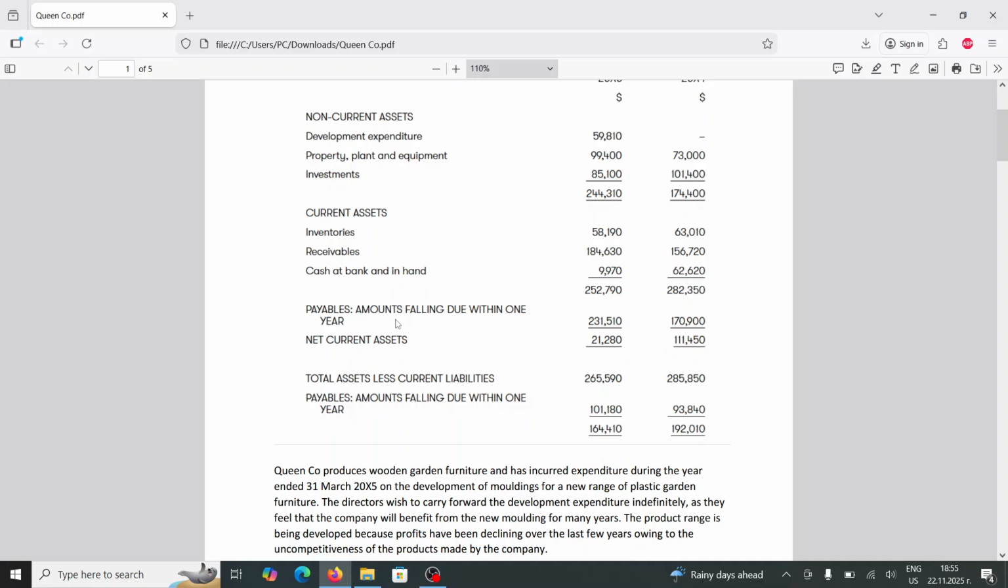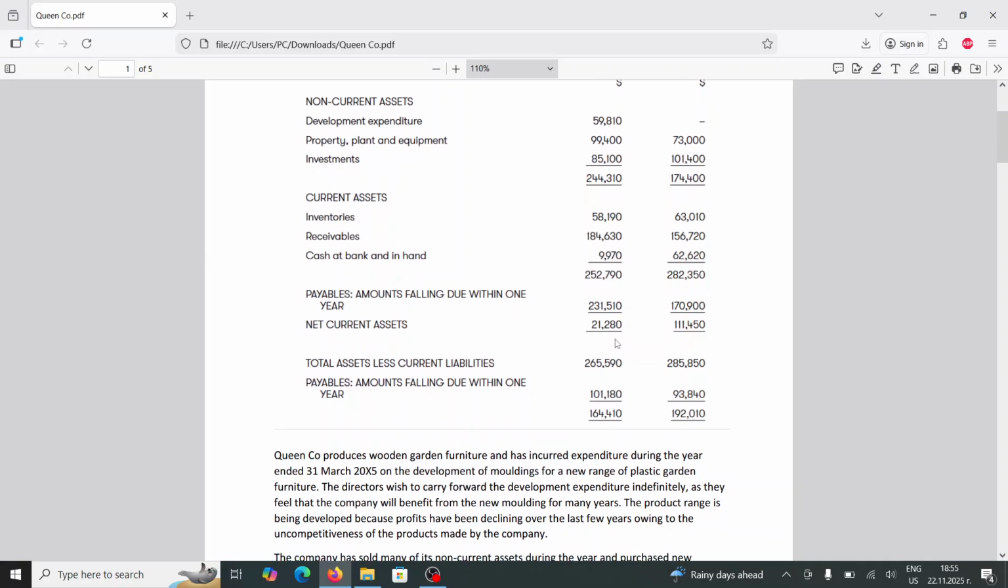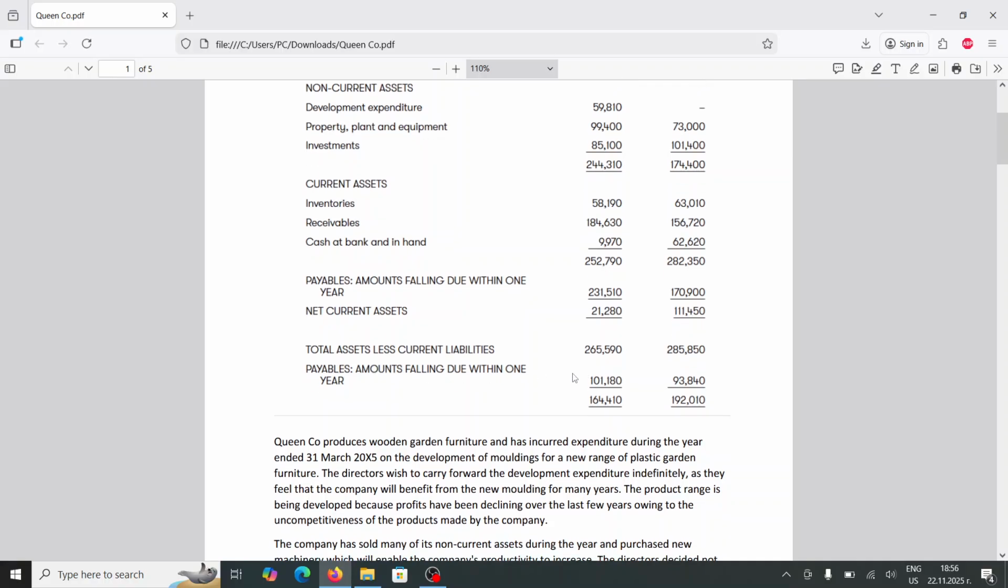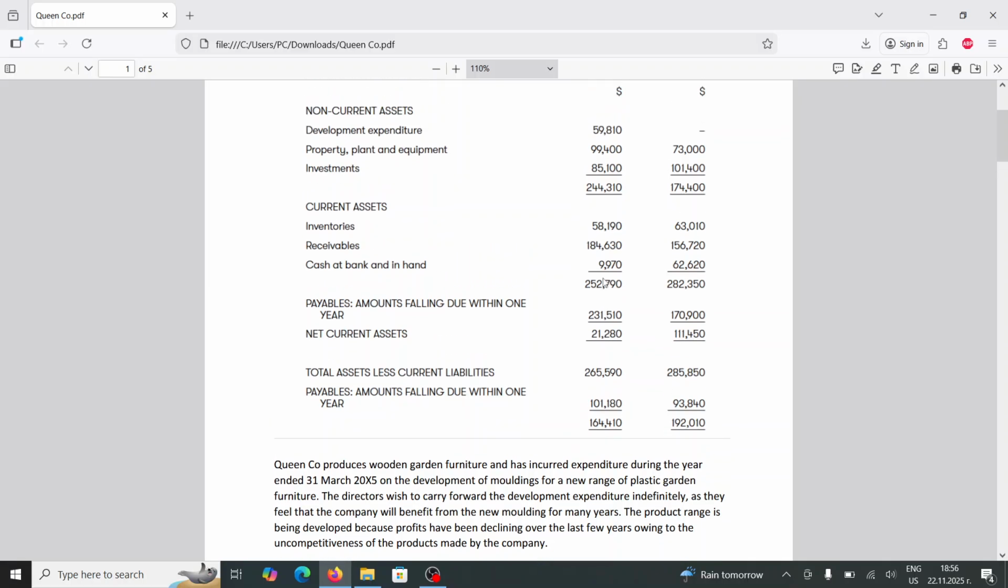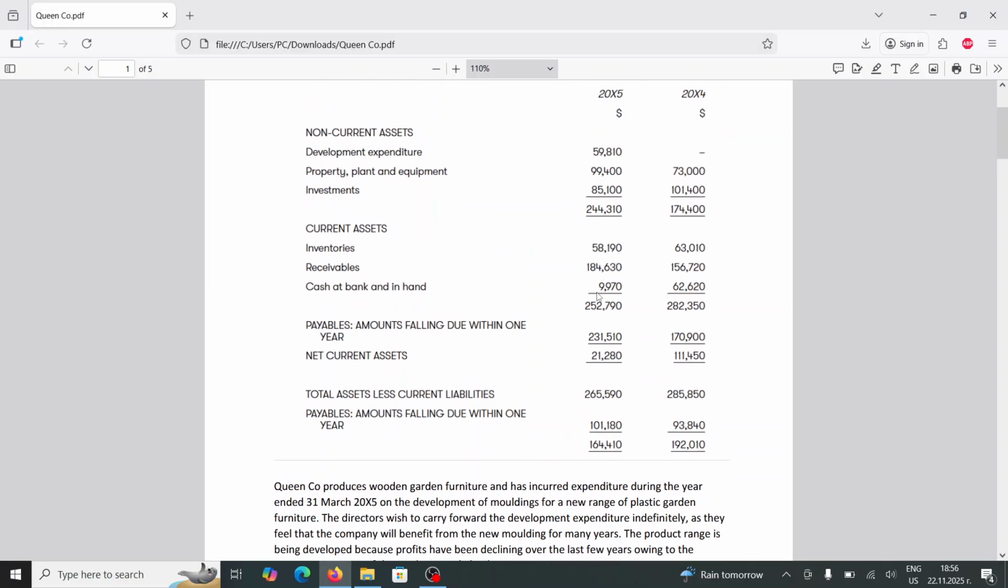Okay. Payables, the amounts falling due within 1 year. Again, the payables have increased, so you have more receivables, more payables, and less cash. So the working capital is not good here. In 2015 for Queen's Company, the total assets less the current liabilities have increased by a little. And again, the final payables have increased. So obviously here I'm highlighting the payables, receivables, the cash, and the other really relevant thing is the property, plant, and equipment. So the investments could be relevant.